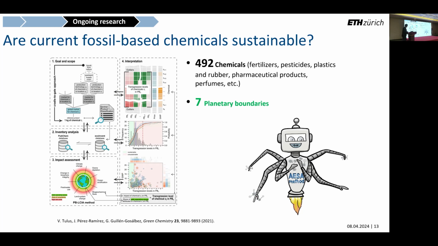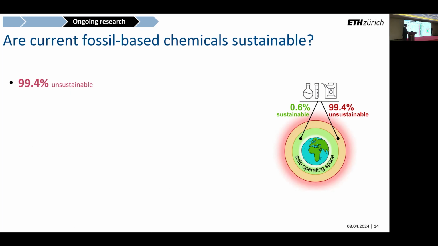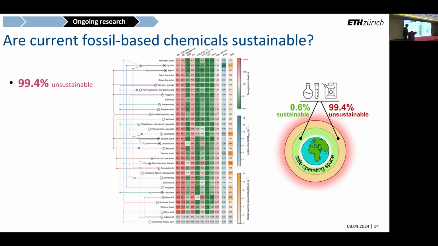So what we found is that almost all of them are unsustainable. 99.4% of these chemicals are unsustainable. So this is essentially what we found. I'm not going to get into the details. I'm just providing some chemicals here, where you have propylene, ethylene, you have gasoline, diesel, you have ammonia, sulfuric acid, methanol, and so on.